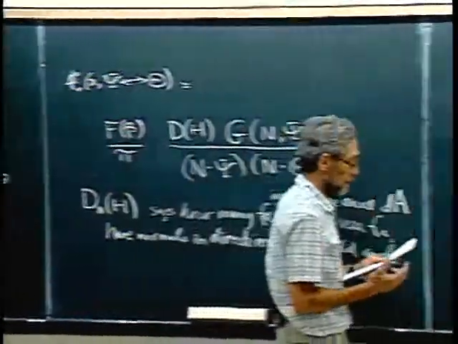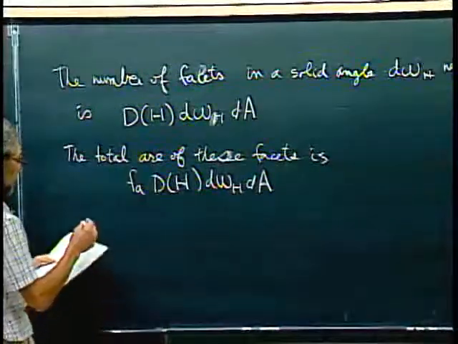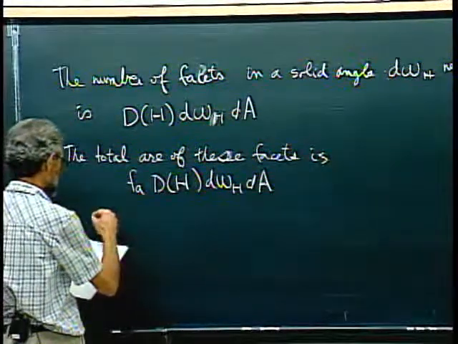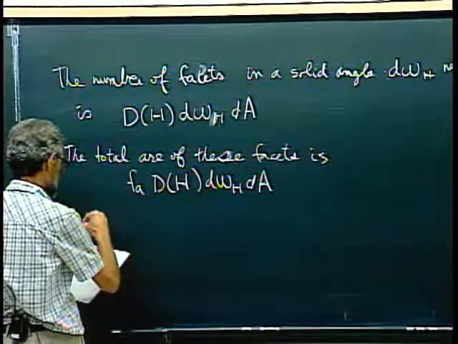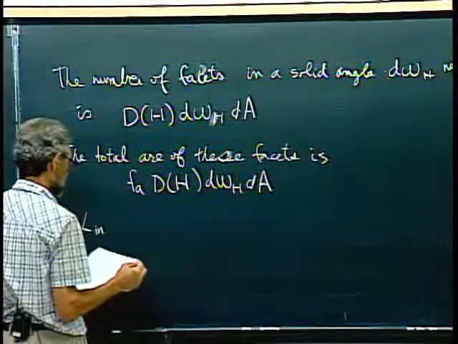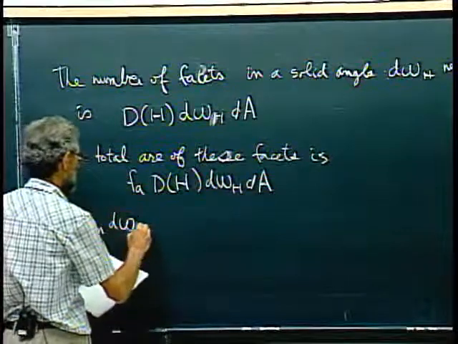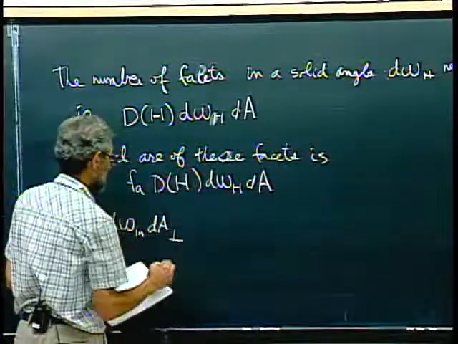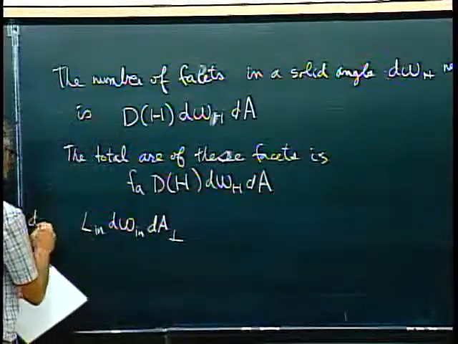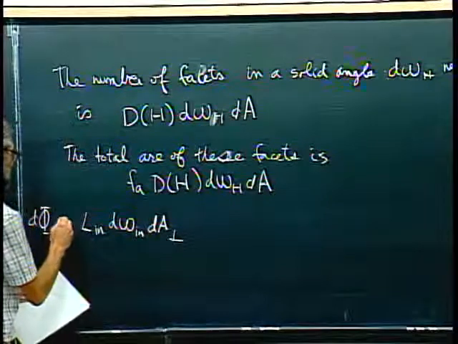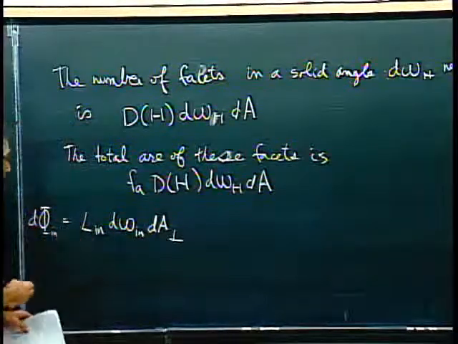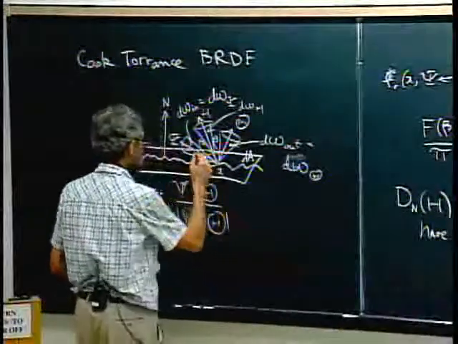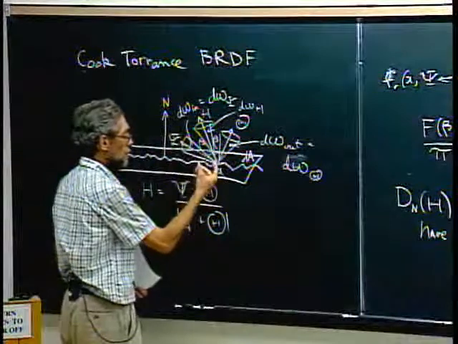Okay, so suppose we have incoming flux L in d omega in times dA perpendicular. That's sort of a flux in. And this dA perpendicular is measured perpendicular to this incoming beam.